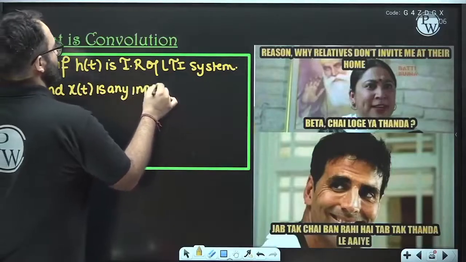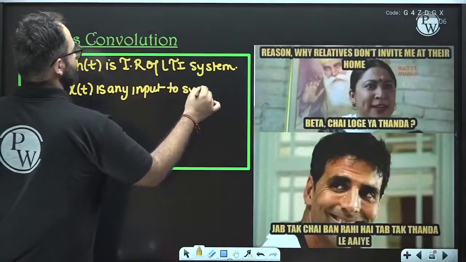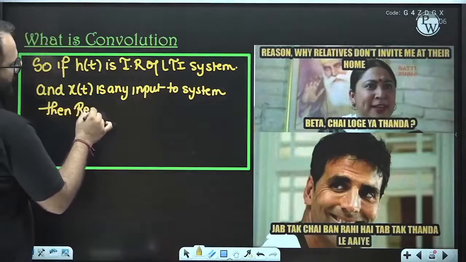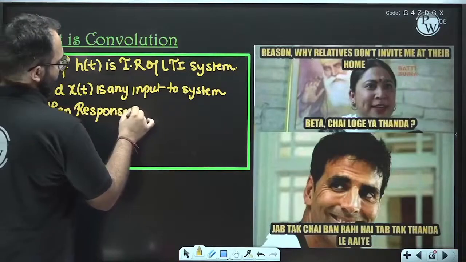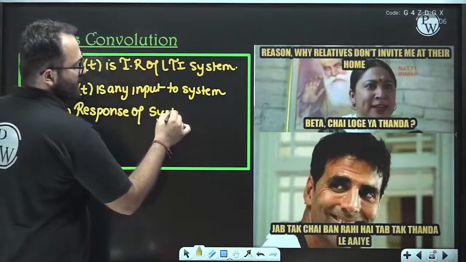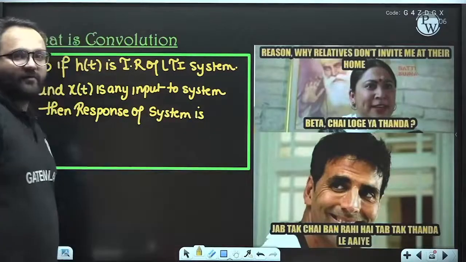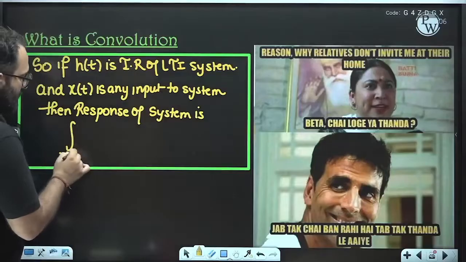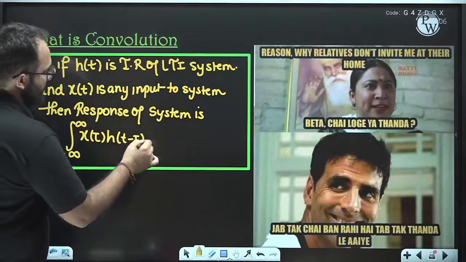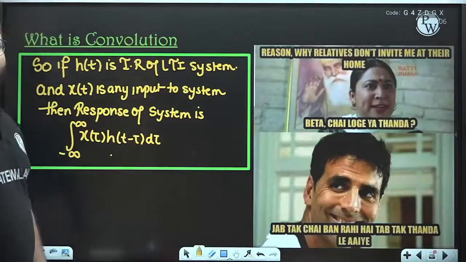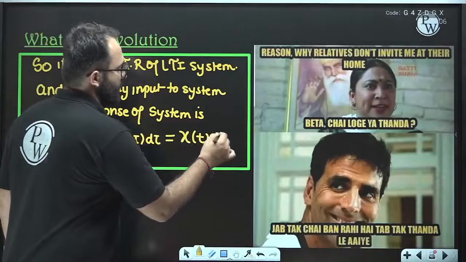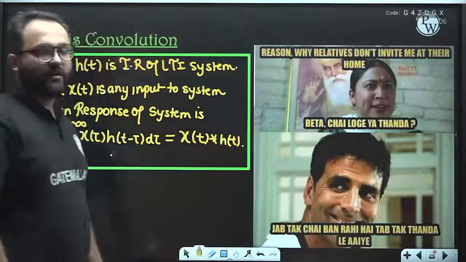If x(t) is any input to the system, then the response of the system is given by the integral from minus infinity to infinity of x(tau) h(t minus tau) d tau, and this expression is called the convolution, that is x(t) convolve h(t). This is convolution.